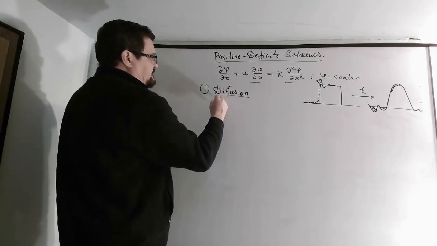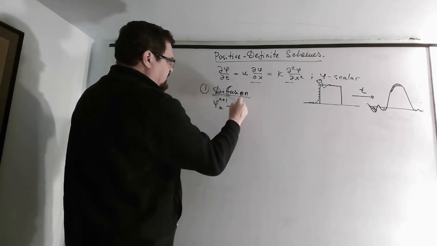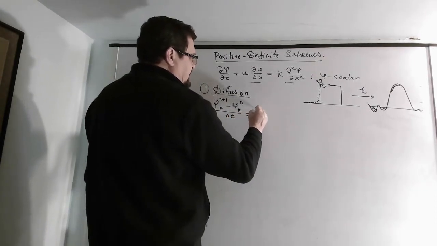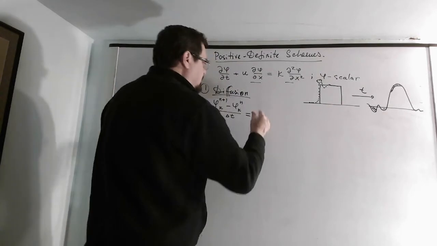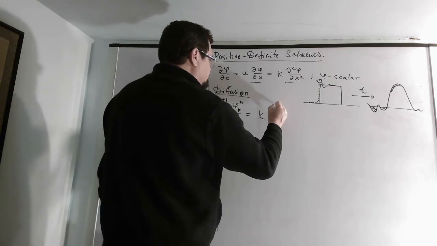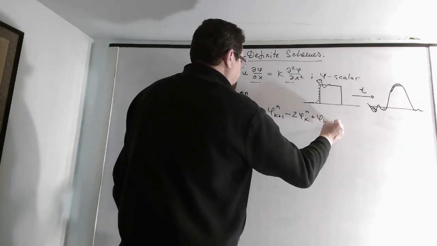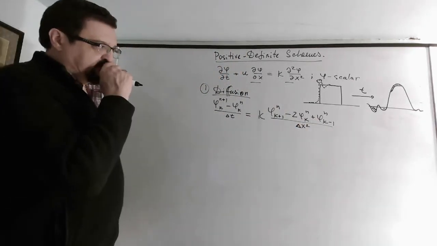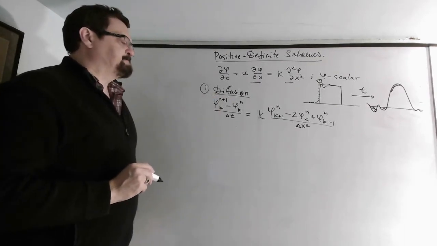So basically we have a scheme in one dimension like the following: (phi_k^{n+1} minus phi_k^n) divided by delta t. So this is our Euler operator, equals k times (phi_{k+1}^n minus 2 phi_k^n plus phi_{k-1}^n) divided by delta x squared. So this is our typical approximation of a diffusion equation with a second order diffusion operator.